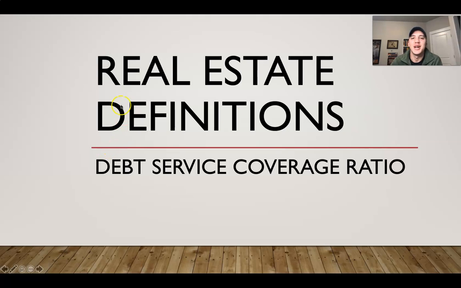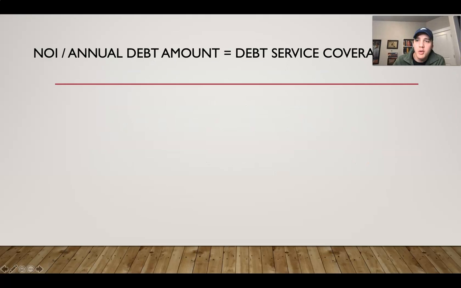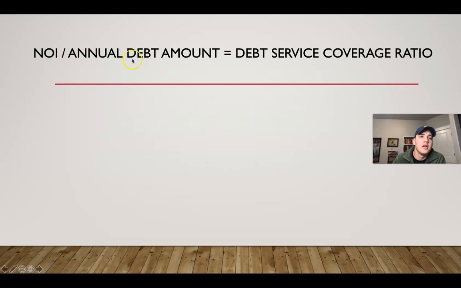Alright, welcome to Real Estate Definitions. This one we're going to be talking about debt service coverage ratio. The formula for that is net operating income divided by annual debt amount equals your debt service coverage ratio. Lenders are typically looking for a 1.25.